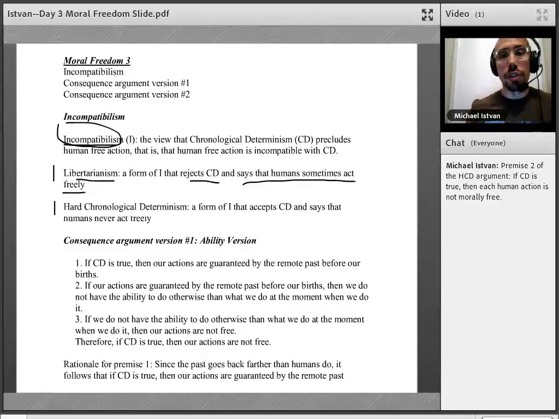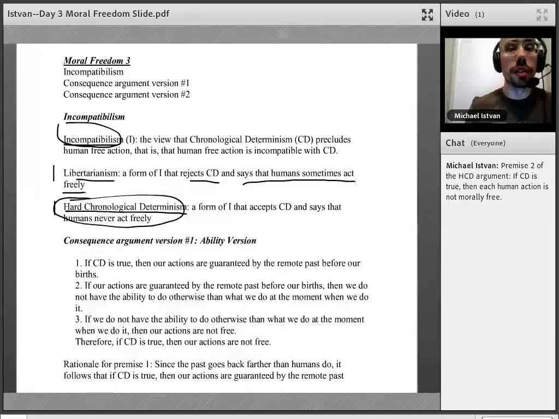Now, a hard chronological determinist is simply an acceptor of premise two of the HCD argument and premise one. And if you bring those two together, a hard chronological determinist says that no human ever acts freely. No one's ever morally responsible for what they do. Okay, so that's a kind of, at one and the same time, a review of what we did, of the basic concepts, and also a nice segue into our material for today.